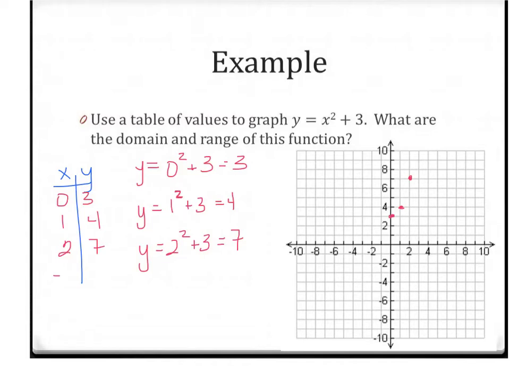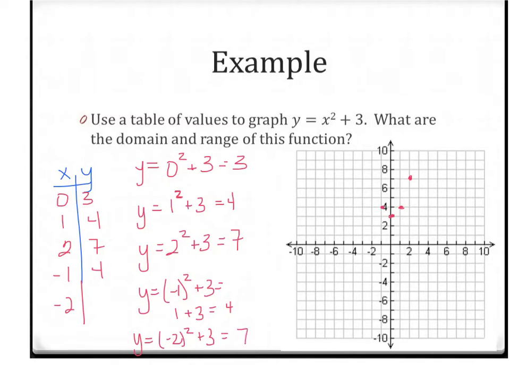So let's come to the other side of the y-axis and try -1. This is where you need to be really careful with your calculator, and you need to put parentheses around any negative numbers, because -1 squared is a positive 1. So I get 4. That tells me that 0, 3 was my vertex, or my turning point. I said I wanted my vertex and like 2 points on either side of it. So -2 squared is a positive 4, plus 3 is 7.